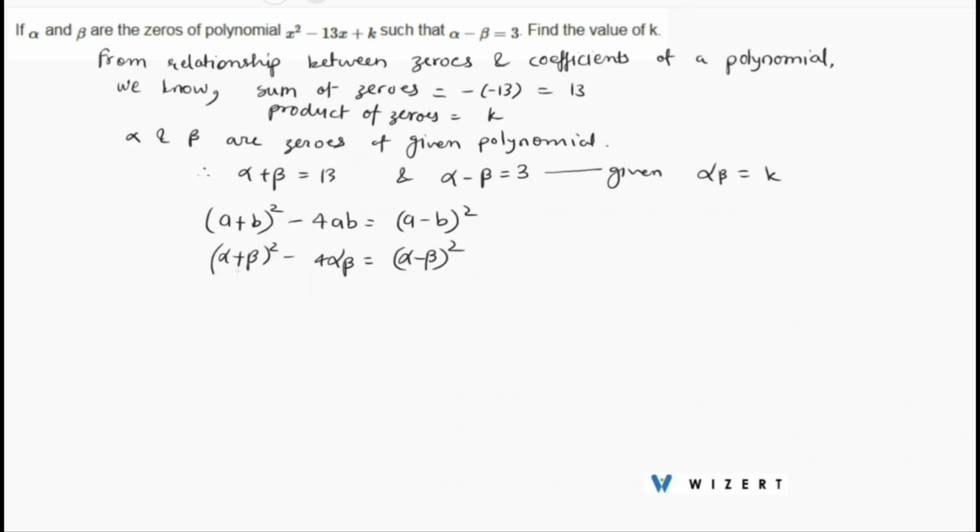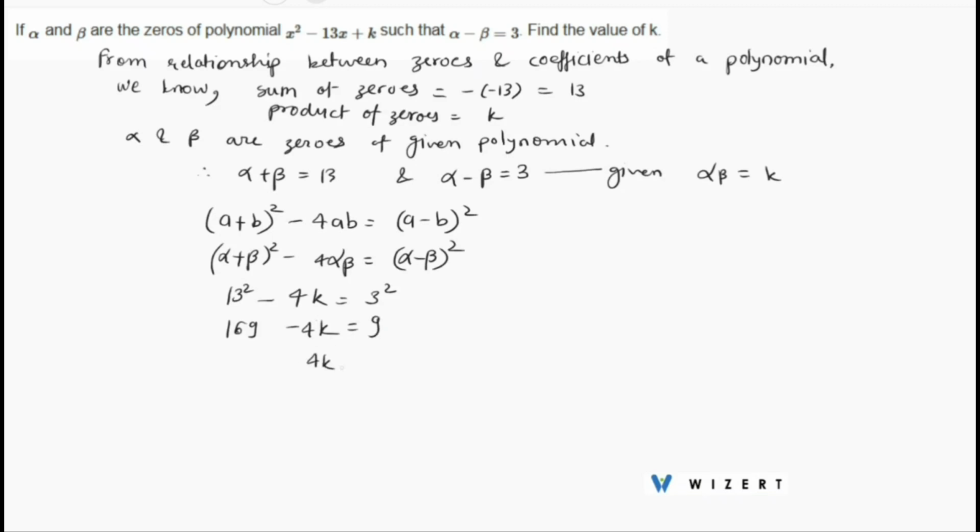Now we have value of alpha plus beta, alpha minus beta, and alpha beta we have to find. So let's put the values there. Alpha plus beta whole square is nothing but 13 square minus 4 alpha beta is k, and alpha minus beta whole square is nothing but 3 whole square. So that is 169 minus 4k equal to 9.